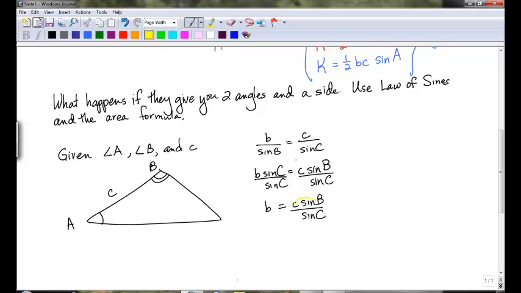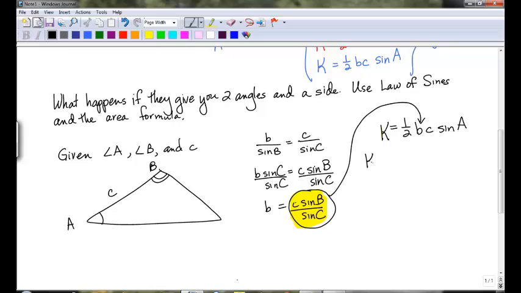Take this, and then we're going to sub that into the formula for area. Area equals 1/2 bc sine of angle A, and I just solved for b. Sub that in here, and you'd have K equals 1/2 c sine of B over sine of C times the sine of A. Oh, sorry, we still have a c in there. So we sub this in. We still had the 1/2, we still had the c sine of A. Now you end up simplifying that.